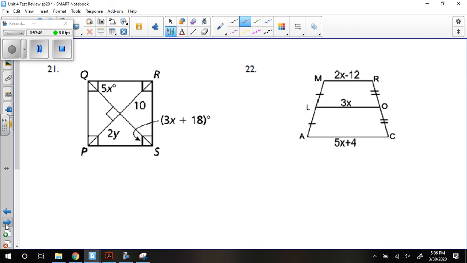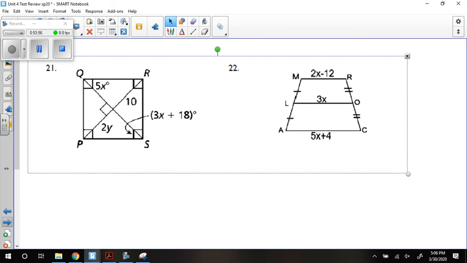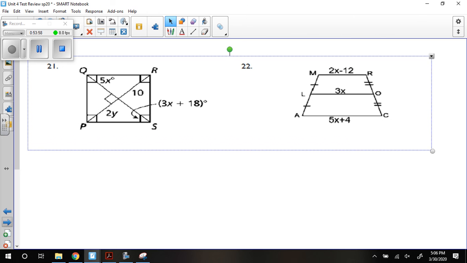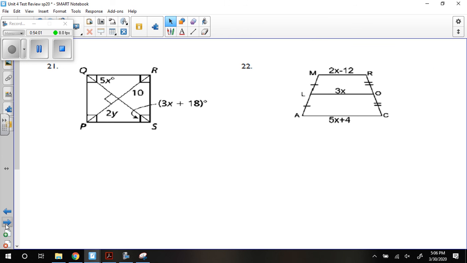In number 21, we have 4 right angles, and my picture I think actually got stretched a little bit because that is supposed to look like a square. There we go. Looks a little better. All right, so like I was saying, this is a square, and I know that because of my 4 right angles, and those sides are congruent along with our diagonals are congruent.